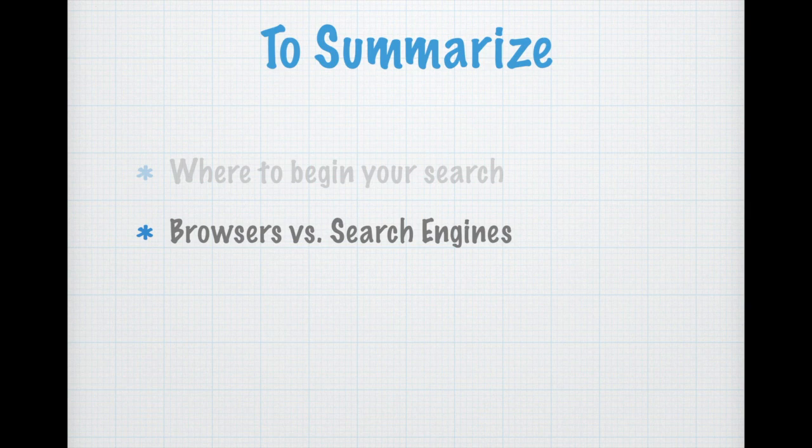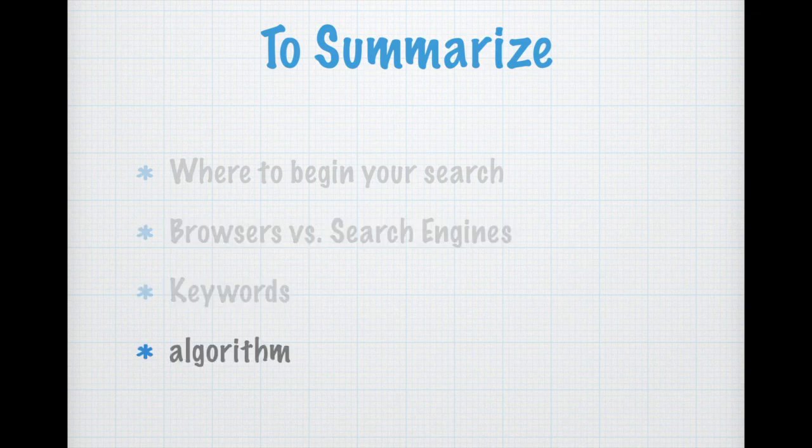Remember, a browser takes hypertext markup language, HTML, makes it visual, and stores your history. It's the search engine itself that actually brings you content, and a search engine uses keywords and an algorithm to do so. This is the end of lesson number 1.